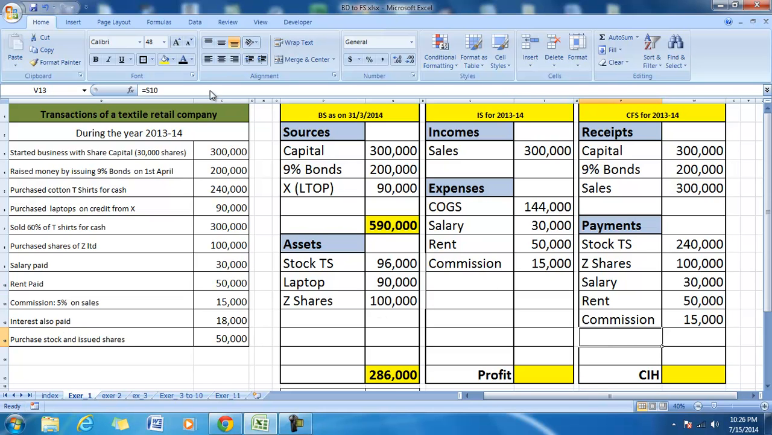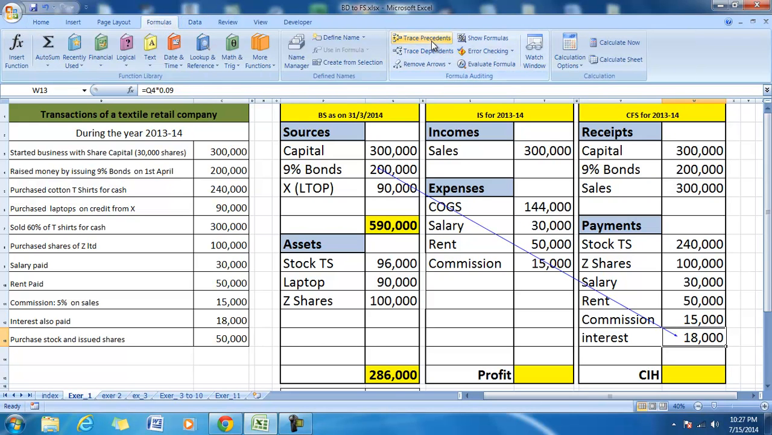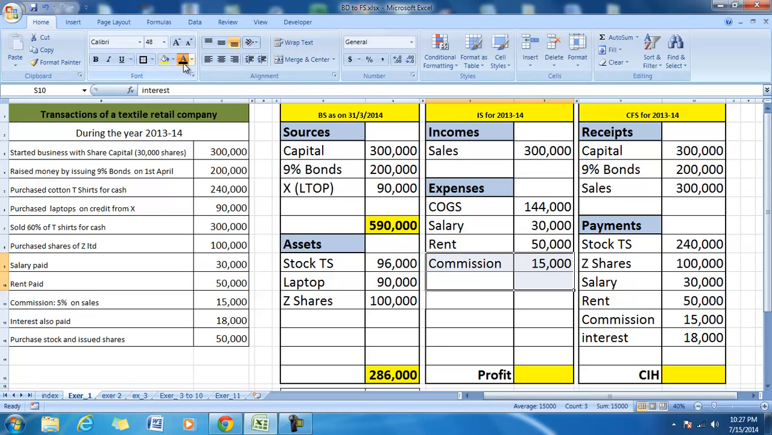Interest is a payment and an expense. So interest for the period is for 1 year. So therefore interest is 18,000. You can see that because our accounting period is 1 year, we calculated interest on 200,000 at 9% for the year, and interest is an expense. So 18,000 is an expense.